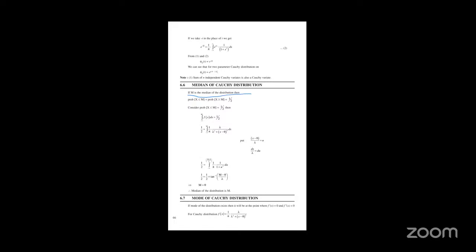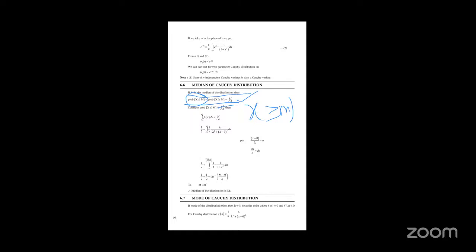Next, coming to the median of the Cauchy distribution. If M is the median of the distribution, it means the probability of X less than or equal to M equals the probability of X greater than or equal to M, and both probabilities are equal to 1 by 2.